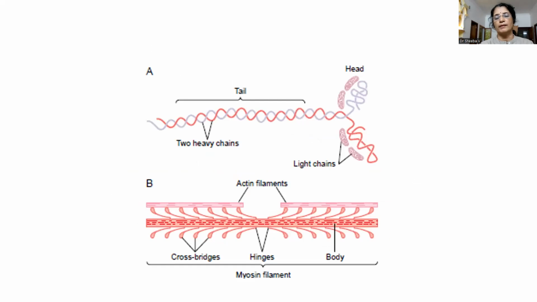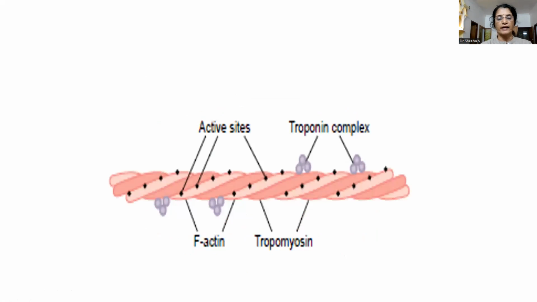The myosin filament has the myosin head. Here I am just showing this to recollect your memory about the structure of myosin and actin. This is the myosin head, which projects from the body of the myosin filament. You can see the myosin head on all sides of the myosin filament except at the very center. The myosin head has hinges, a flexible portion. And this is the actin filament.